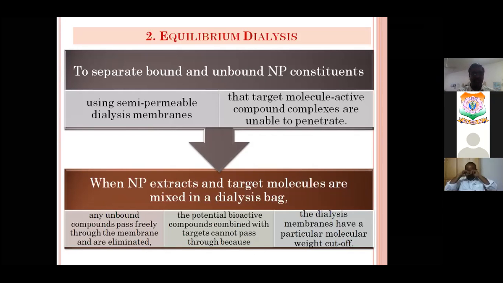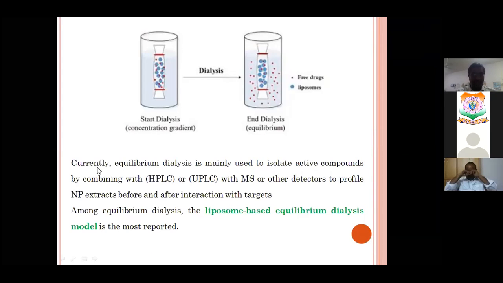Then after that, what will they do? In equilibrium dialysis, especially to isolate the active compounds using HPLC or ultra performance liquid chromatography, those compounds which are bound to this membrane, they extract and isolate them, and analyze them by using HPLC or UPLC.